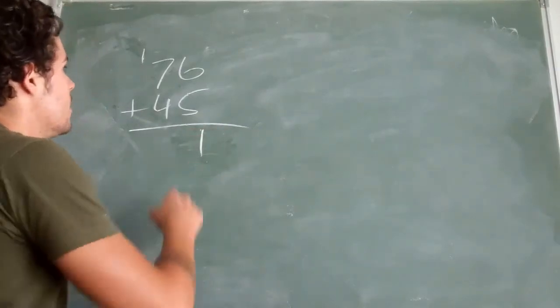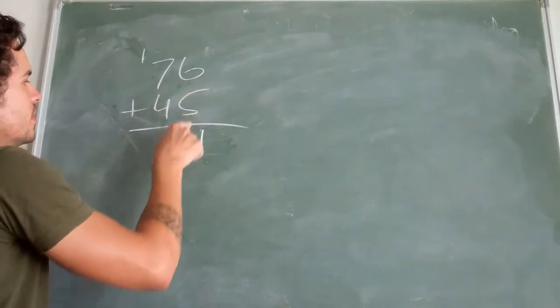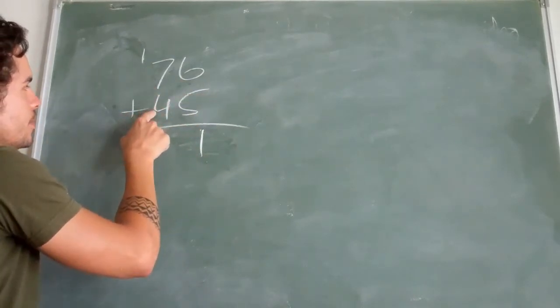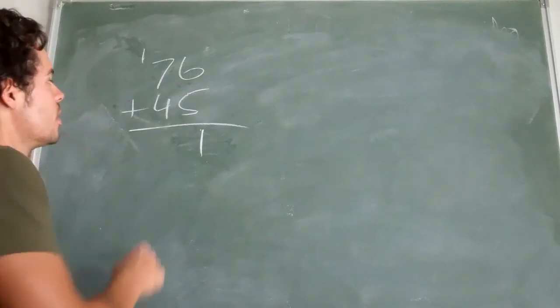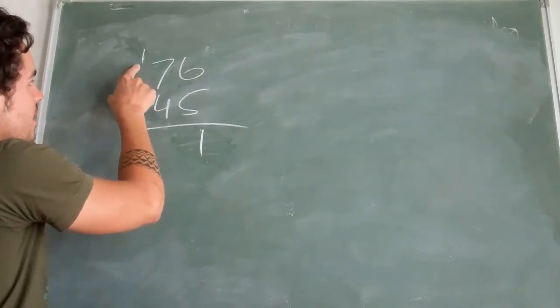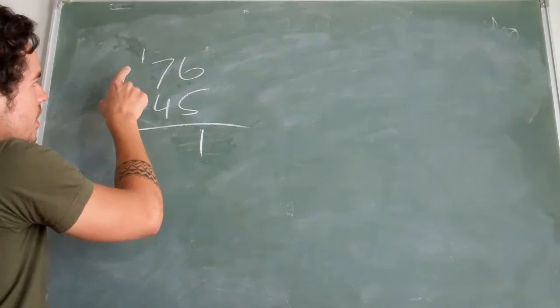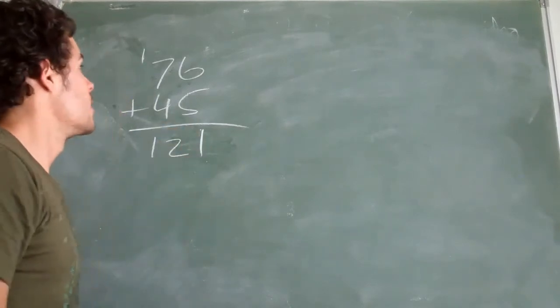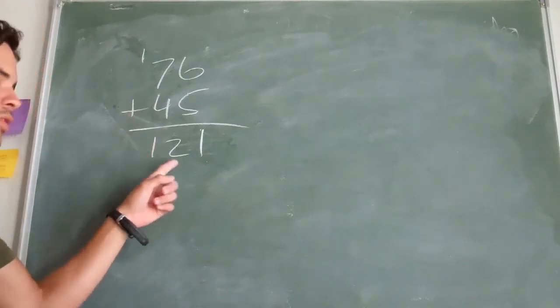Okay? Now, 5 plus 6 is 11, so 1, 1, and then we're also going to add these two. 7 plus 4 is 11, plus 1, because we have 1 that carried over. So it's 11 plus 1, which is 12. So 76 plus 45 is 121.